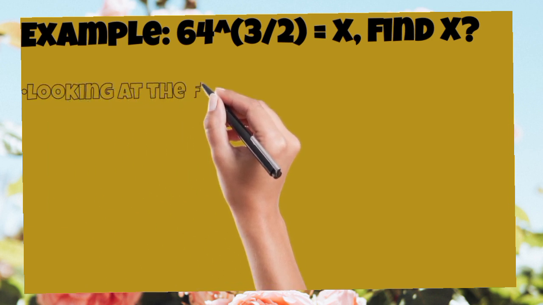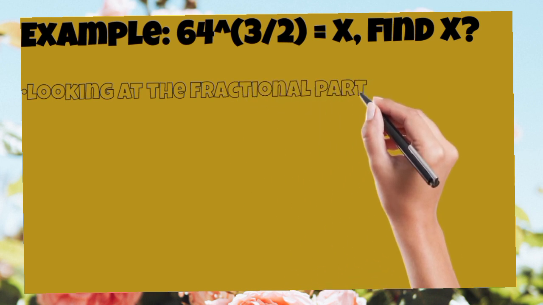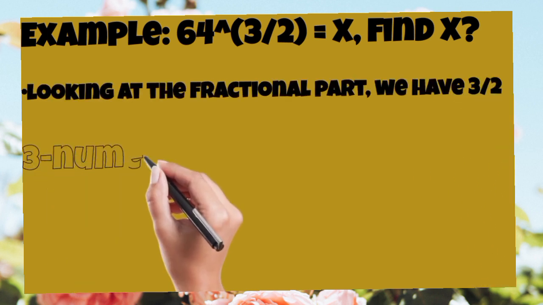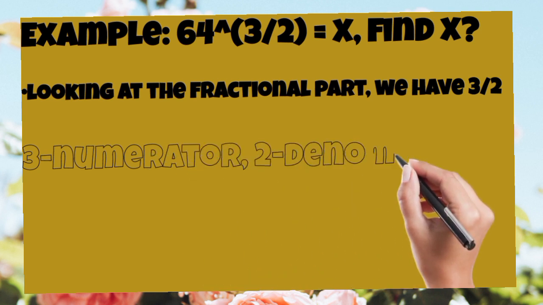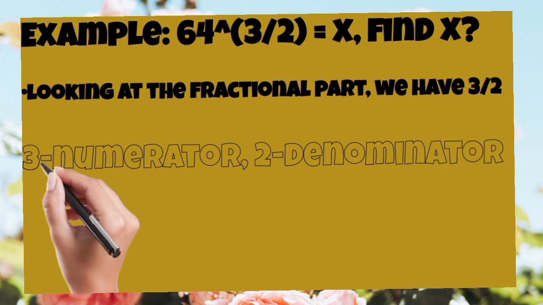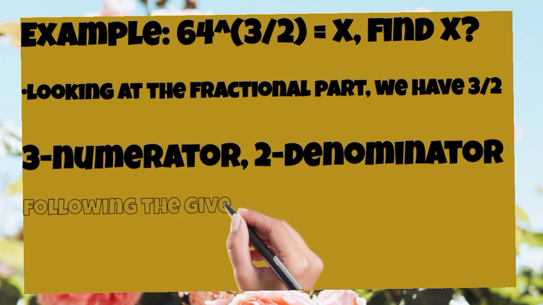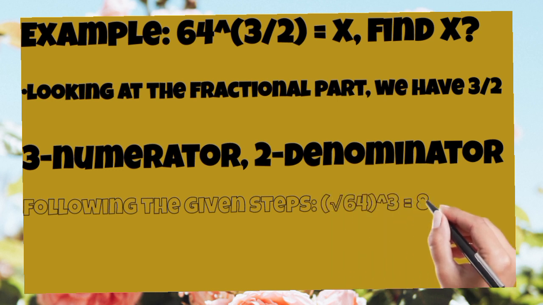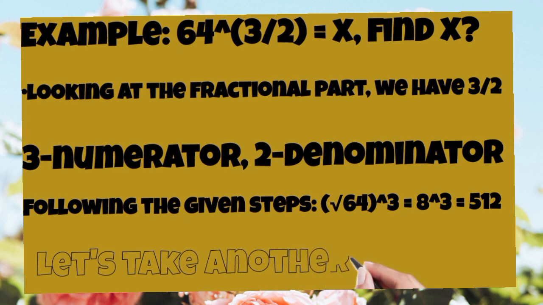So first of all, you look at the fractional part. What do we observe in the fractional part? The numerator is 3, the denominator is 2. Recall that the denominator determines the degree of the root. Remember the earlier step, the denominator is the determiner of the root, and then the numerator is what it is raised to, and that's why we found the square root of 64, then raised it to 3, and we got 512.